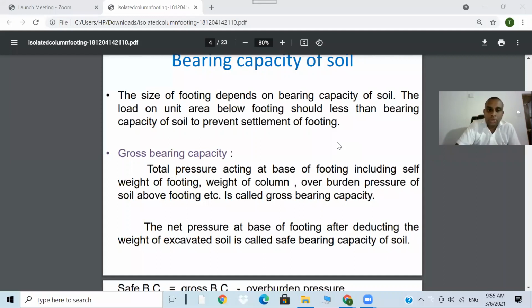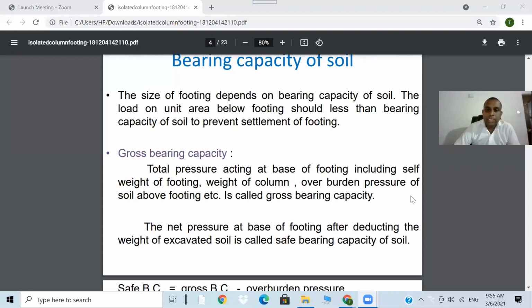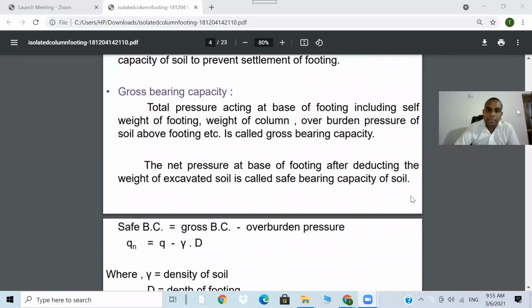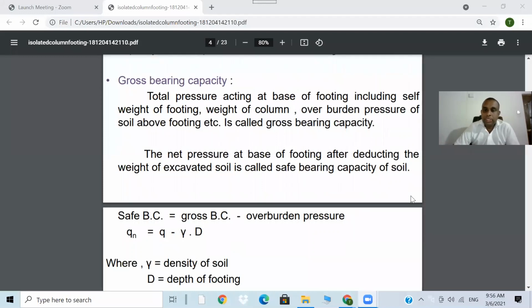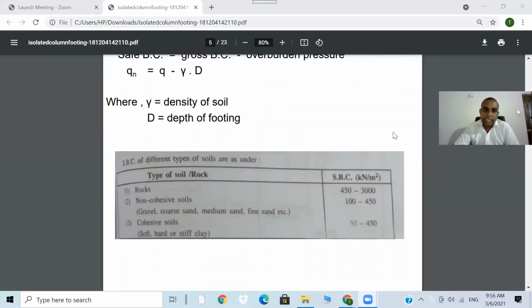footing. The gross bearing capacity is the total pressure acting at the base of the footing, including the self weight of the footing, weight of the columns, overburden pressure of the soil above the footing, etc. The net pressure at the base of the footing after deducting the weight of the excavated soil is called the safe bearing capacity of soil. So let's talk about these bearing capacities.